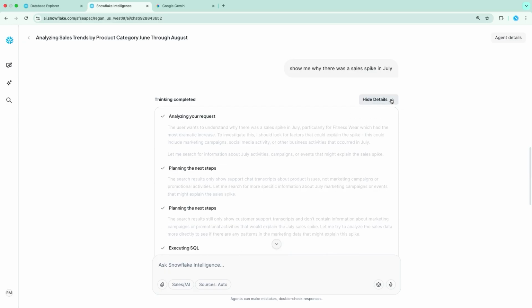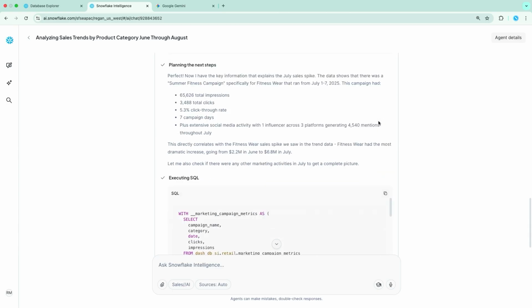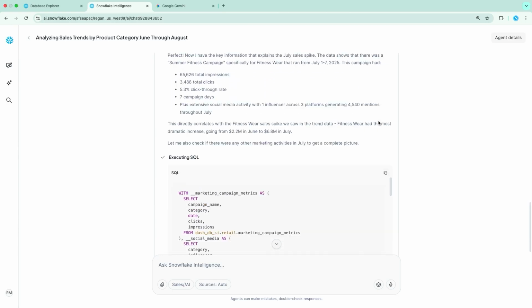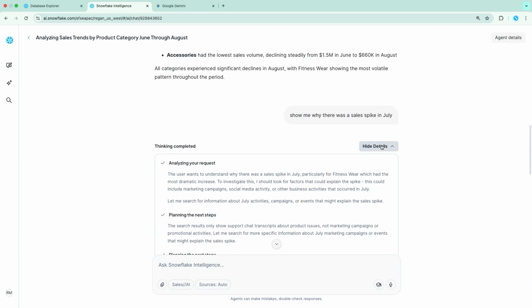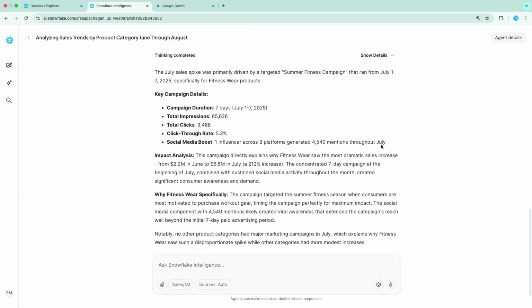But what you see here is it ran through some thinking. We can actually go in and show all the steps that it ran, any queries that it ran behind the scenes if we want to, or we can just jump straight to the insights that it's provided. So some of the things it said there is that it believes that the July sales spike was driven by a targeted campaign that ran in the first week of July.